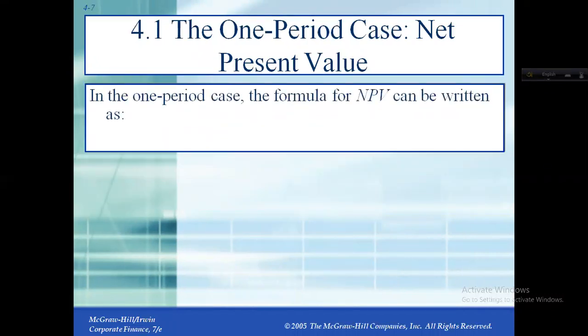In the one period case, the formula for NPV can be written as, so we know that net present value equal to minus cost plus present value of cash inflows. That I have already said.